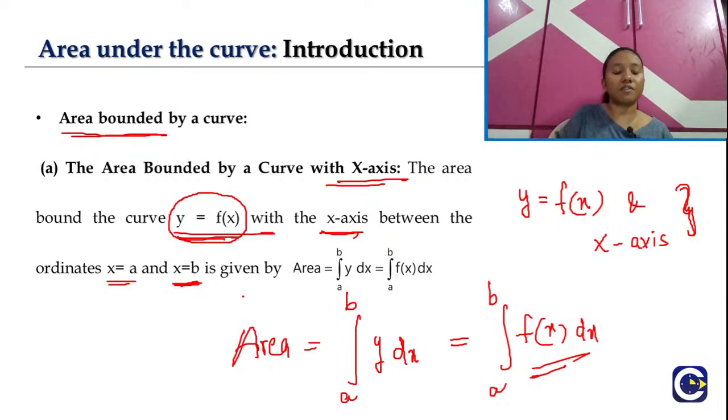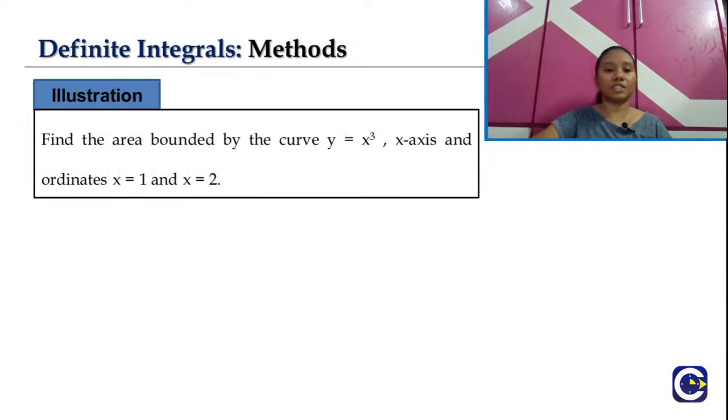Right, so this is our first part, area bounded by a curve with x-axis. This is the formula which we'll be using to find the area under the curve. Let's see some examples here. Let's start with the examples.